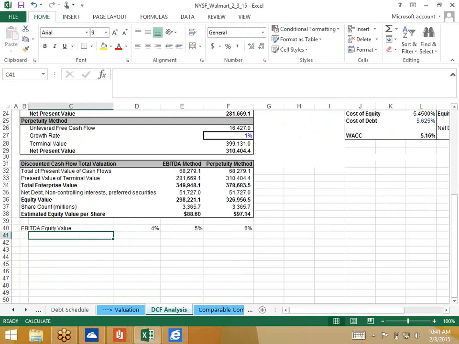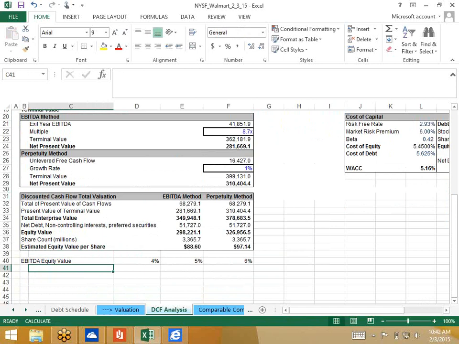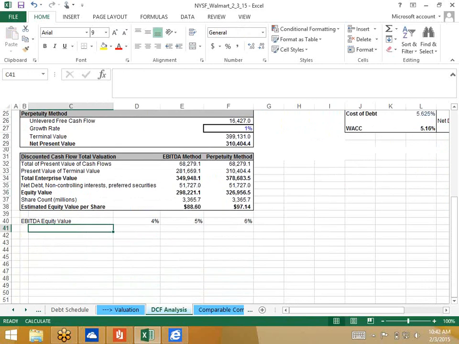Underneath, I want variability in the multiples. I'm going to look to the comps to help with that, but we didn't do the comps yet. So for now, let's say it was 8.7. Let's say 8 times, 9 times. Well, I can't use an X because it won't calculate. 8, 9, and 10.